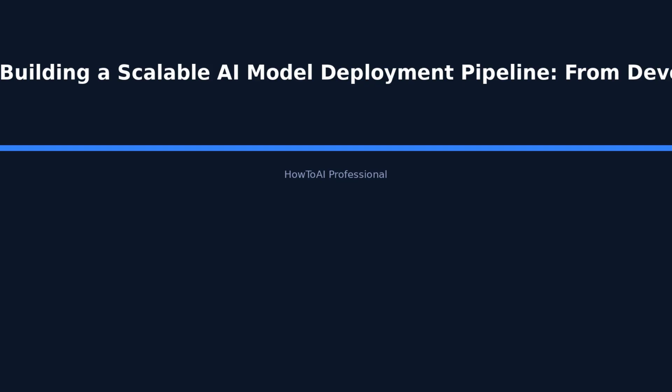Conclusion. And there you have it. Those are the 5 essential steps for building a scalable AI model deployment pipeline: defining your goals and requirements, developing and training your model, implementing CI/CD, monitoring and maintaining your model, and finally, planning for scalability. By following these steps, you can ensure that your AI models transition smoothly from development to production while remaining robust and effective in a live environment. Remember, the key to success in AI deployment is continuous iteration and improvement.